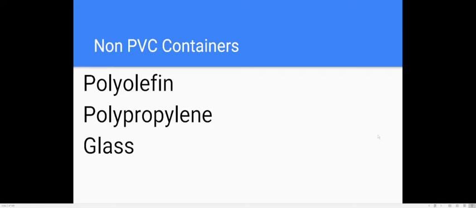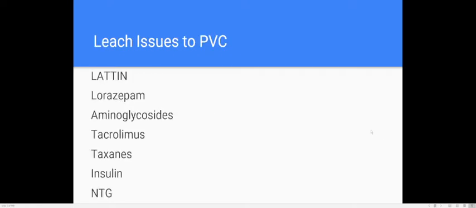So the next slide is drugs that do leach into the PVC. An easy way to remember this is an acronym called LATIN. So L is lorazepam, or Ativan. A is for aminoglycosides. T is for tacrolimus. Another T is for taxanes. Taxanes usually have the word tax in it, that's why it's called taxanes.